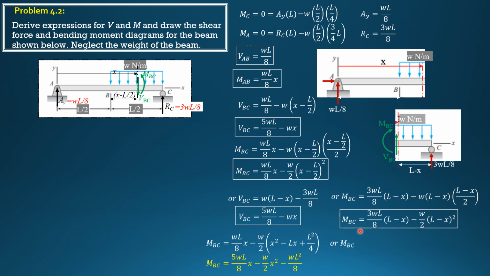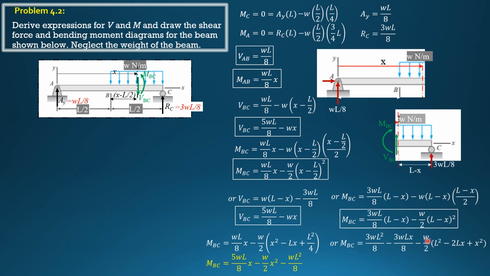Now let's also simplify this to show that they are equal. So MBC is 3WL squared over 8 minus 3/8 WLX, then W over 2 times quantity L squared minus 2LX plus X squared. So let's combine like terms. Let's have this first. So we have negative 3/8 WLX and negative W over 2 times negative 2LX. That would be WLX. So WLX minus 3/8 WLX, that's 5/8 WLX, which is the same as this.